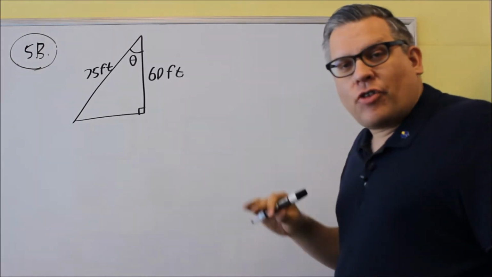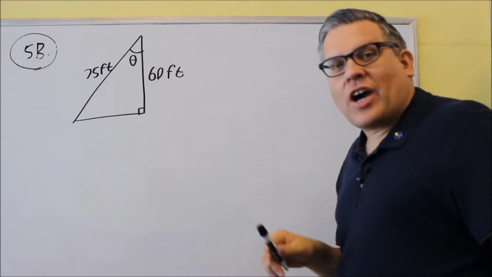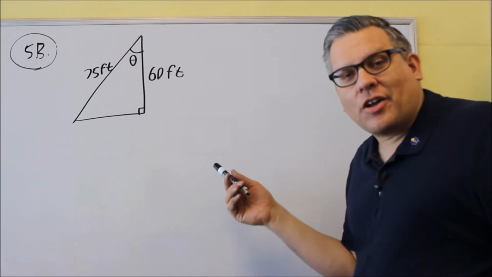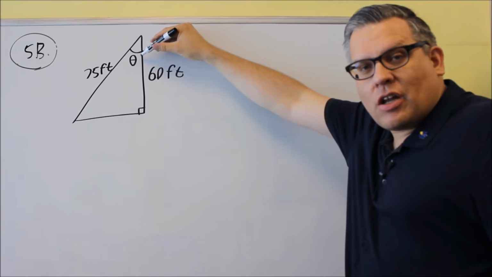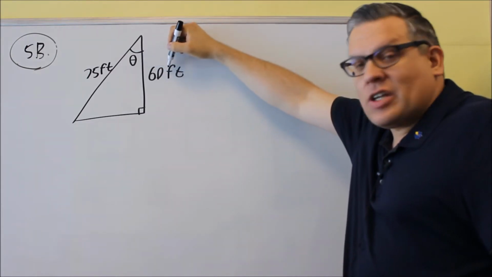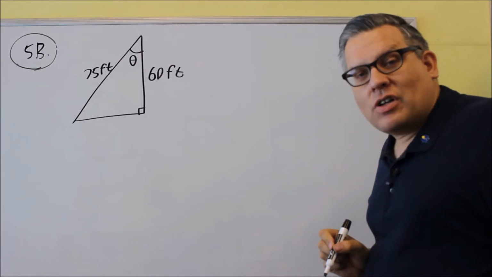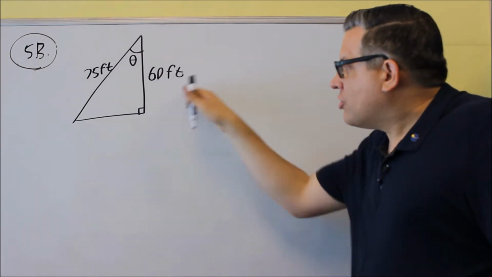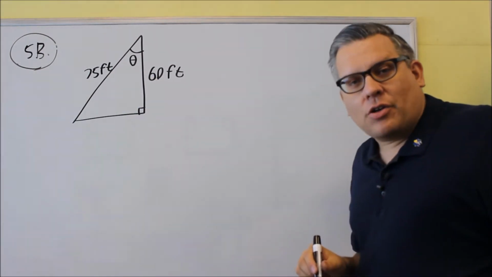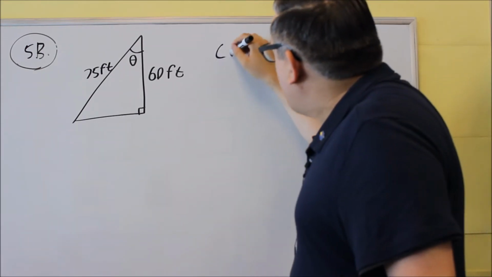Now we want to pick a trig function that relates the two numbers that are provided here, so that way we can find theta. Now if theta is indicated here, that means the adjacent is 60, hypotenuse is 75. So the trig function that relates an adjacent side and a hypotenuse would be cosine. So I'm going to set it up.